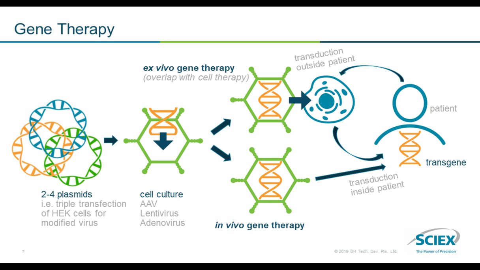In ex vivo gene therapy, you transfect the cell line outside the patient, and then you take those cell lines back into the patient. For in vivo gene therapy, you transduce this virus particle, which contains the gene of interest, into the patient, and the transgene gets into the patient and is expressed there.